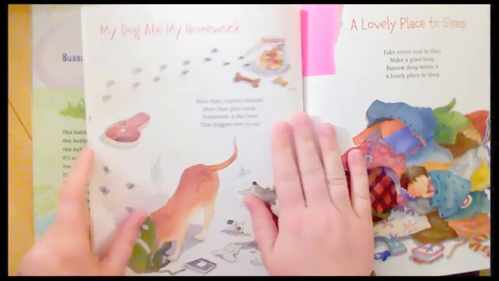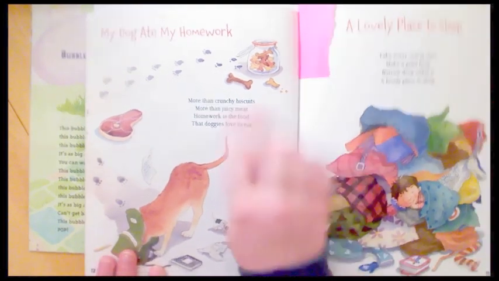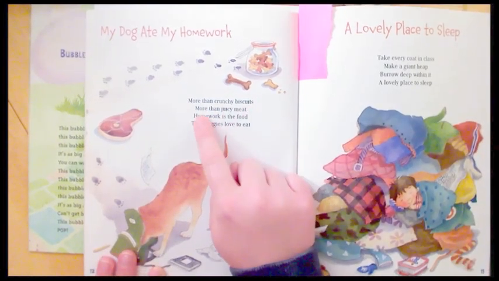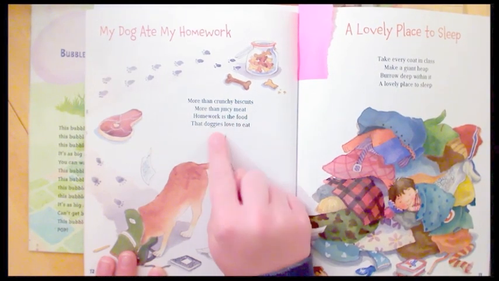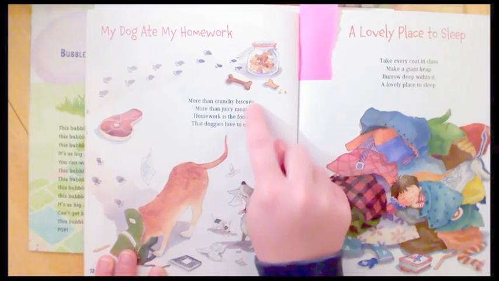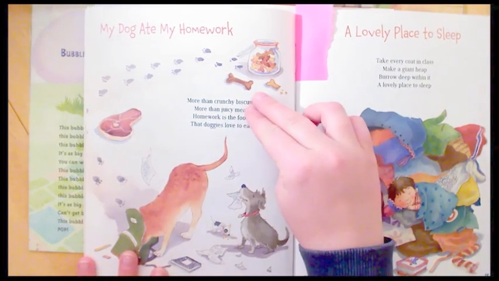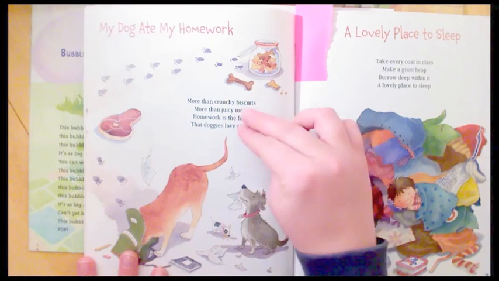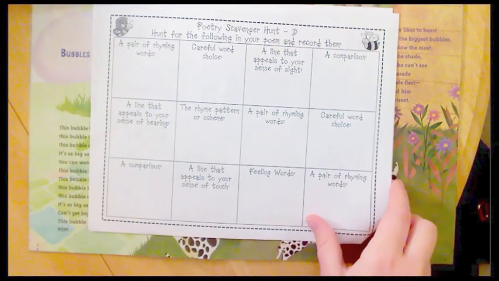But this one right here, we're familiar with poems like this where every other line, more than crunchy biscuits, more than juicy meat, homework is the food that doggies love to eat. Meat and eat. We're familiar with poems like this where they go in patterns of 2. This one is in lines of 3.